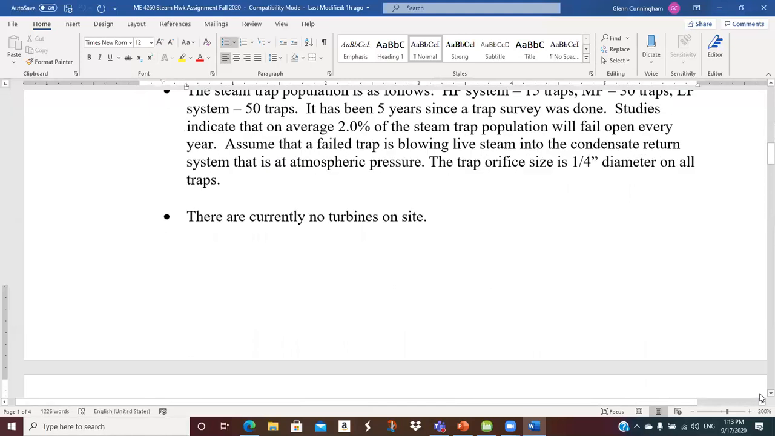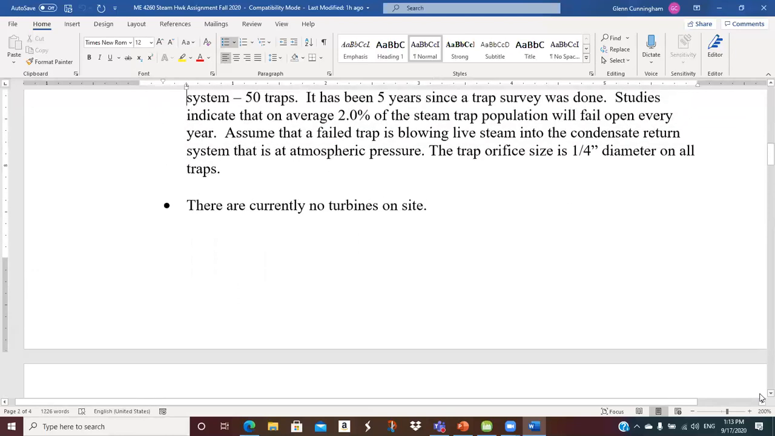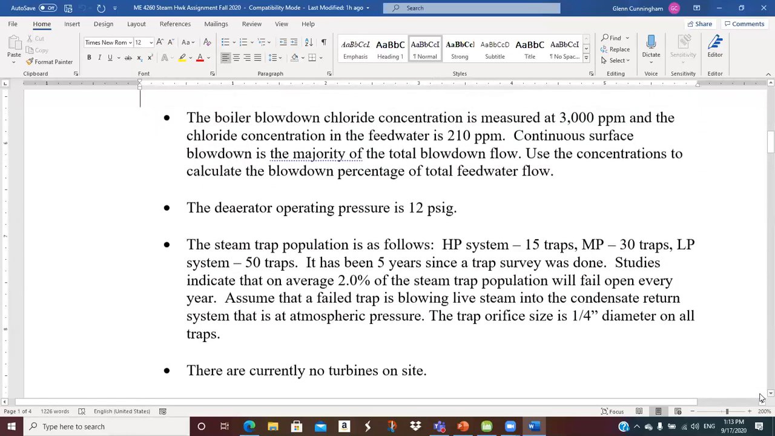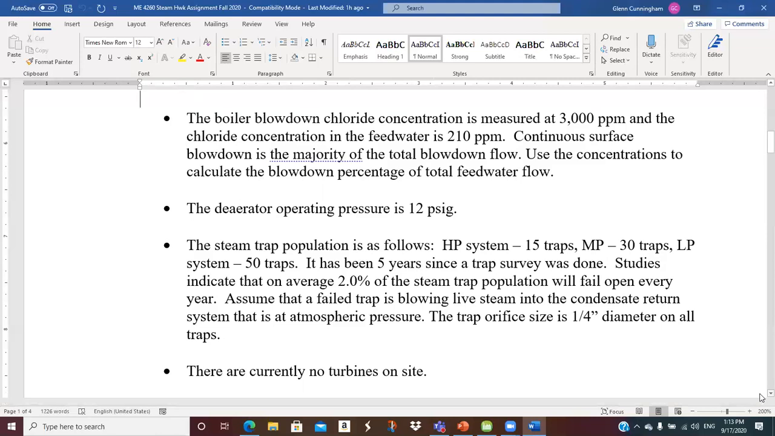Boiler blowdown chloride concentration is measured at 3,000 parts per million, and the chloride concentration in the feed water is 210 parts per million. This is for your blowdown calculations. Continuous surface blowdown is the majority of the total blowdown flow. They do some bottom blow, but it's pretty minimal compared to the surface. Use the concentrations to calculate the blowdown percentage of total feed water flow. Your DA operating pressure is 12 psig.